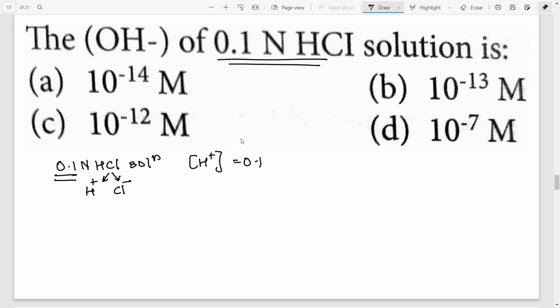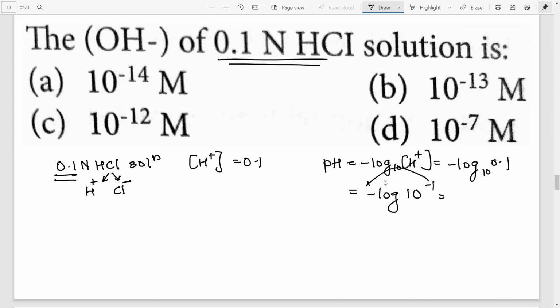Now, if you have the H plus ion concentration, what can you get? You can get the pH, because pH is equal to the negative logarithm of H plus ions. Now, your H plus ion concentration is 0.1, and 0.1 is nothing but 10 raised to minus 1. So according to the log calculation, the exponent will come ahead. It will be minus of minus 1 into log 10 to the base 10. So this is 1. Therefore, the pH of this solution is 1.